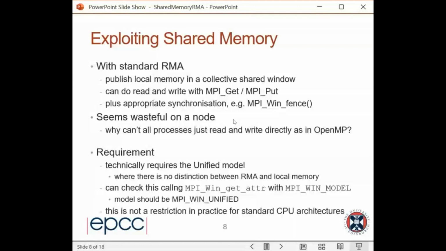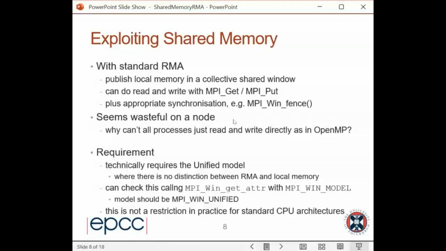However, because get and put are single-sided, there's not a send-receive matchup. You need appropriate synchronization, and the easiest one is something called MPI win fence. It's basically a barrier. So in this model you allocate a window, you can all do remote reads and writes, and then you do a win fence, which is like a barrier to say we've all finished. But that seems wasteful on a node. If we did that on a node, we would be allocating a collective shared window, a shared area of memory, like a shared array on a node, but accessing it using puts and gets, function calls, which seems crazy. Why can't all processes just read and write directly as in OpenMP?